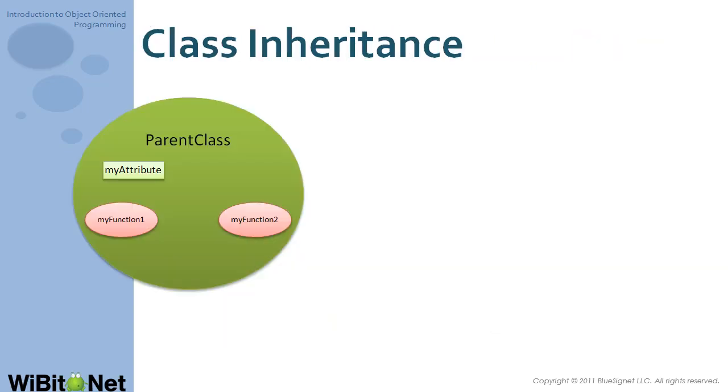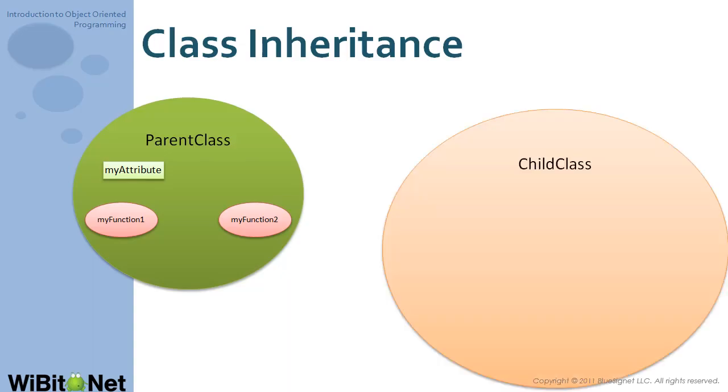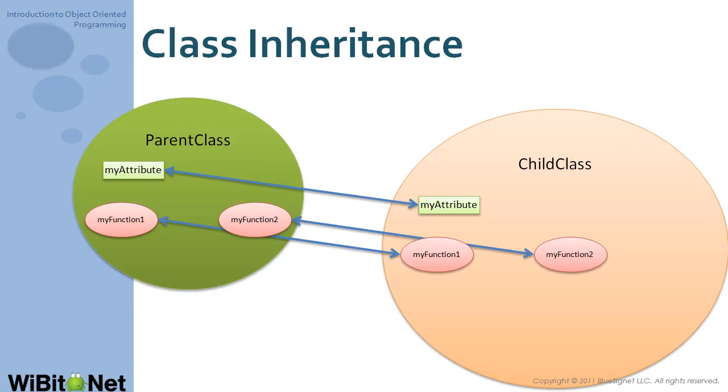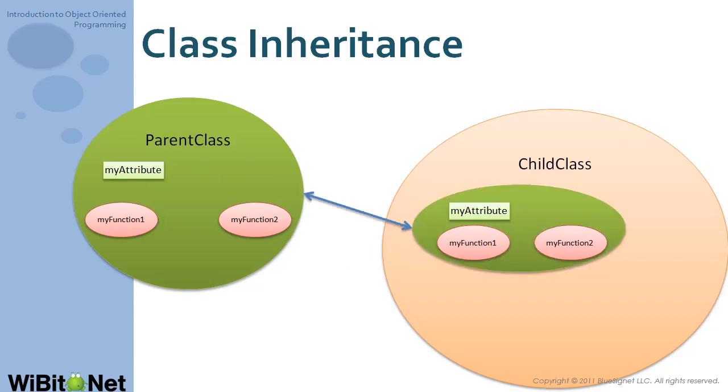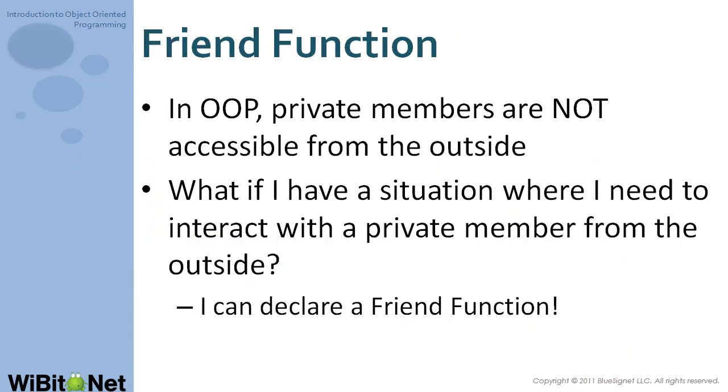So in a nutshell, just to drill it in, here's my parent class with my two functions, which are really methods, and my attribute, and I have a child class. When my child class pulls from the parent, it has native methods and attributes that were once a part of the parent class. Simple. So now let's talk about friend functions.